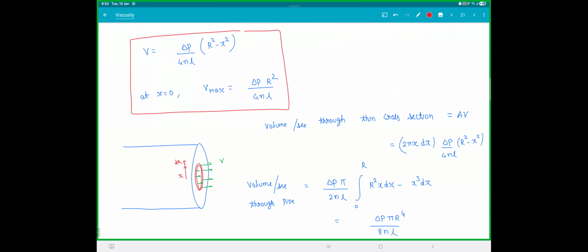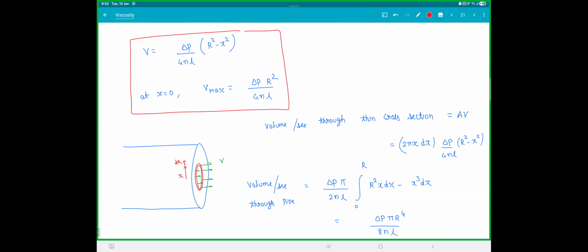Any doubts on this integration, please ask. So area into velocity will give you the volume flow. But every point has different velocity. So what we do, we take such a thin cross section dx. We can assume velocity is constant in the dx, and then we do A into V, and then integrate the whole stuff. Clear with this?